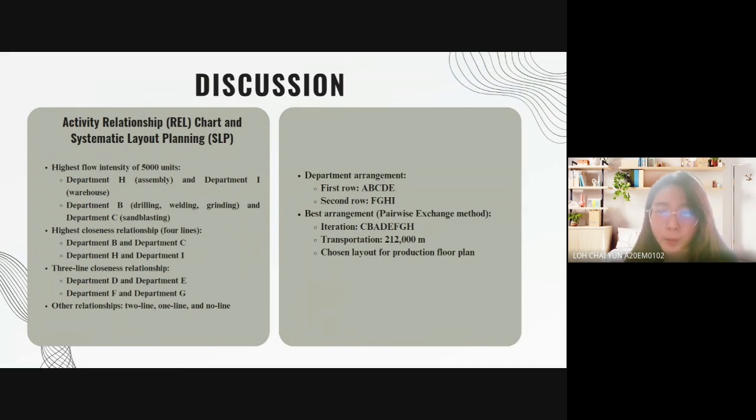For department arrangement, the first row is A, B, C, D, E. The second row is F, G, H, I. The best arrangement using the pairwise exchange method, at the final iteration, is C, B, A, D, E, F, G, H, I. Transportation is 212,000 meters. This is the chosen layout for the production flow plan.